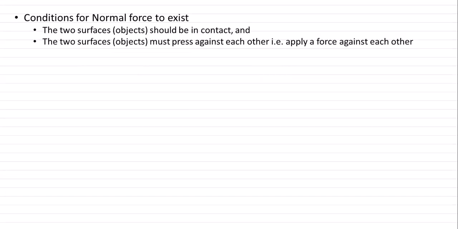So let's now go into the conditions for the normal force to exist. The first and foremost condition is that the two surfaces should be in contact. Here we see that the block and the floor or the ground are in contact. But that's not the only condition. There is a second condition that should be additionally satisfied. The two surfaces must press against each other. That's very important. That means they should apply a force against each other. If only the first condition is met, it may not result in a normal force. When both 1 and 2 are met, then the normal force will come into the picture, as I will show more with figures later.